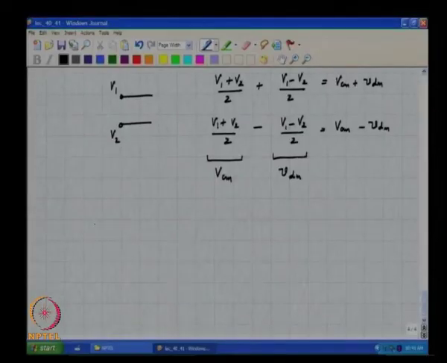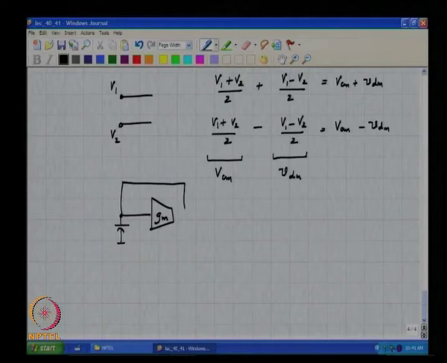So, now earlier we were trying to resolve whether a single voltage was greater than 0 or less than 0.